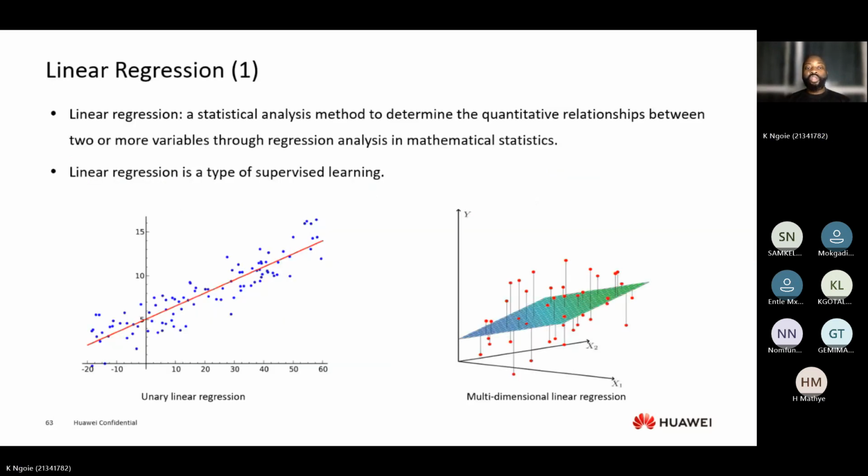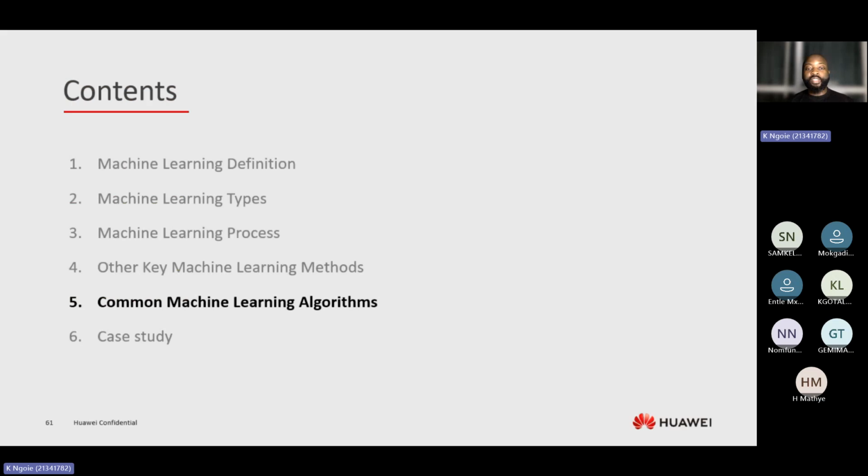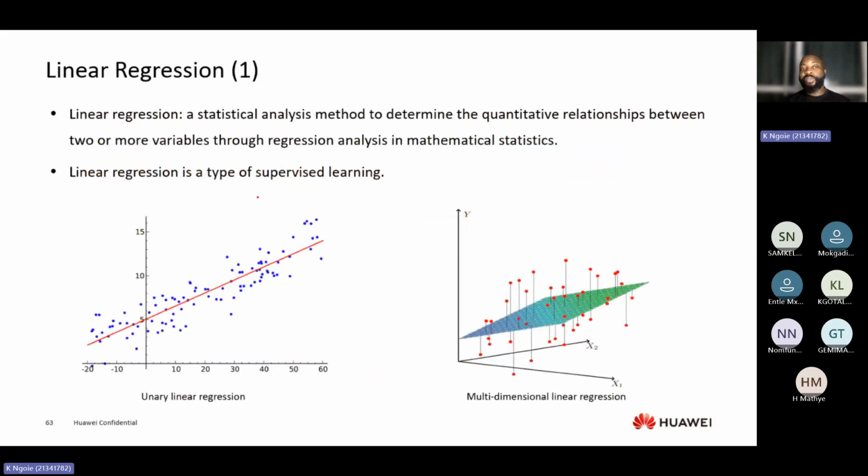Now look at the first algorithm we're going to talk about: linear regression, which is used for what problem? For a regression problem. So we're going to look at how the regression algorithm works. We need to understand linear regression, which is an algorithm used for regression problems. This is just a method to determine the quantitative relationship between two or more variables through regression analysis in mathematics.